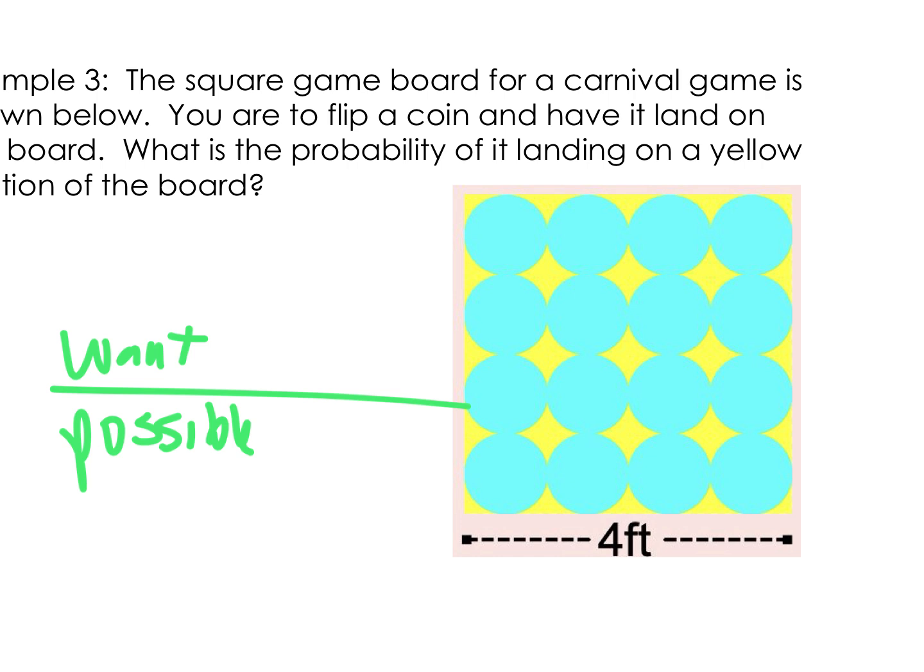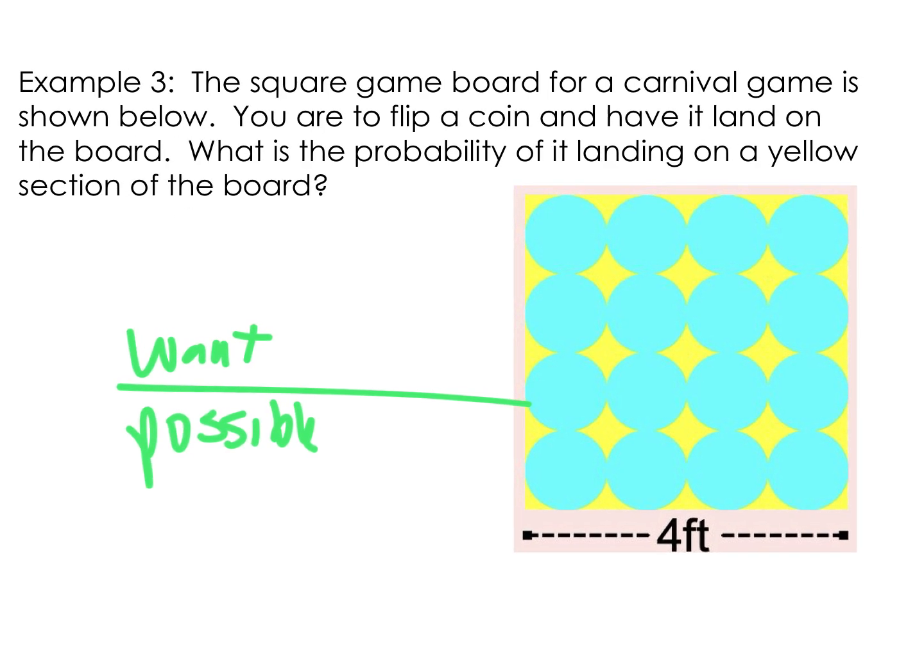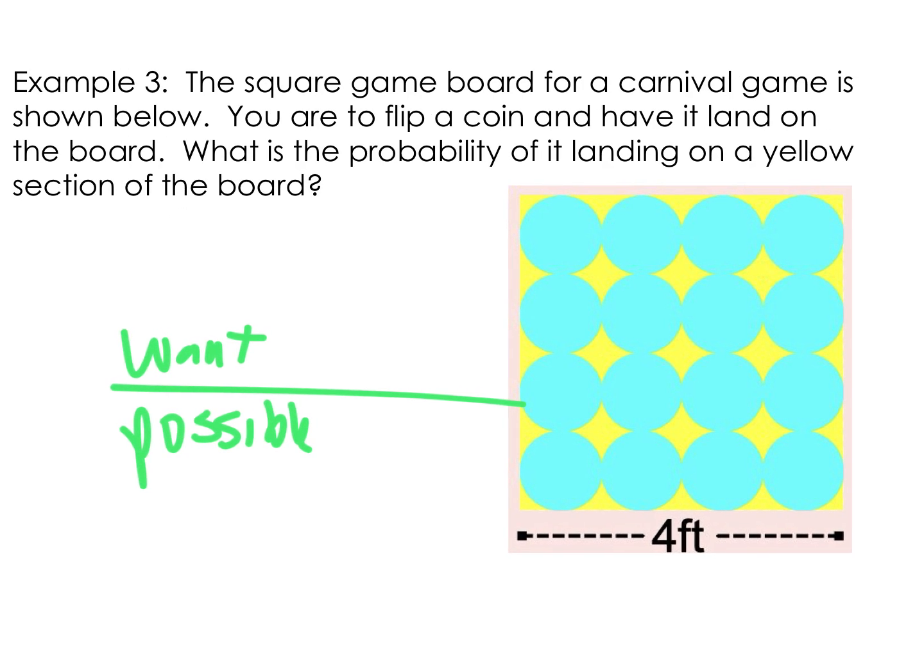The game board for a carnival game is shown below. That you're able to flip a coin and have it land on the board. What's the probability of it landing on a yellow section of the board? All right. You might be like, well, I don't have a formula for figuring out those little diamonds. You don't really need that. You need a formula for figuring out the whole thing, and you need a formula for circles. And you need to be able to figure out how to get the shaded region.